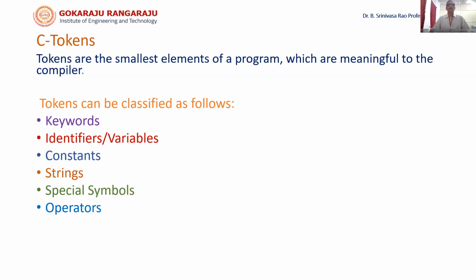Now, look into the classification of tokens. Tokens are the smallest elements of the program which are meaningful to the compiler. Tokens can be classified as follows: keywords, identifiers or variables, constants, strings, special symbols, and operators. First, we learn about keywords.